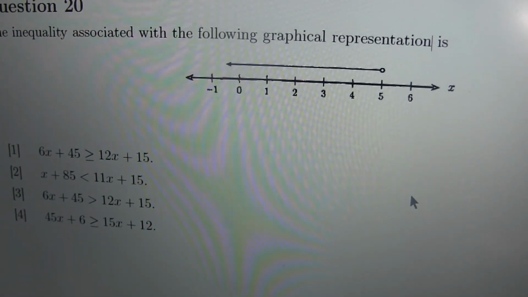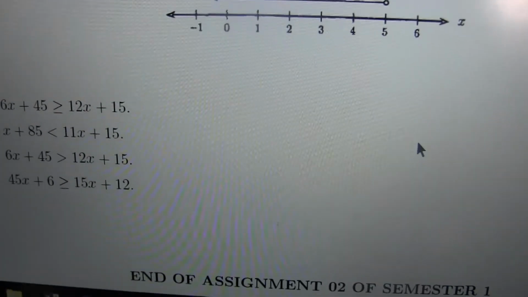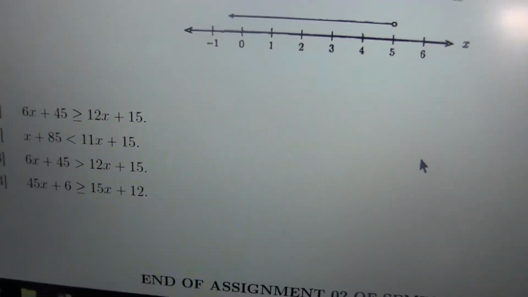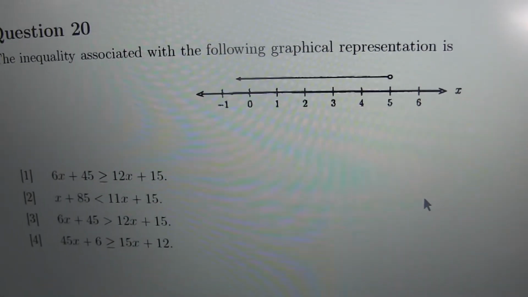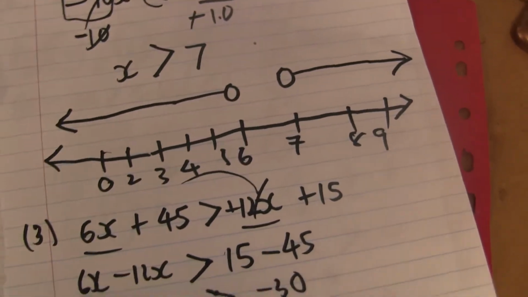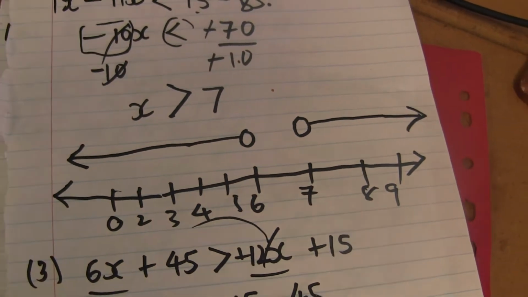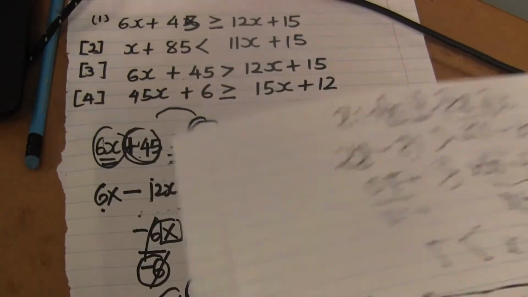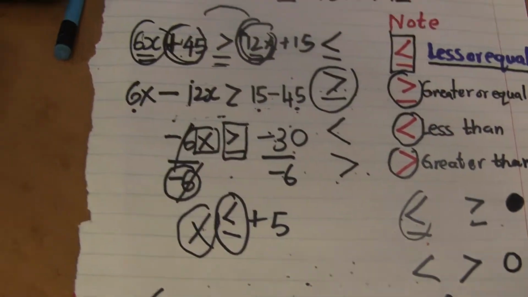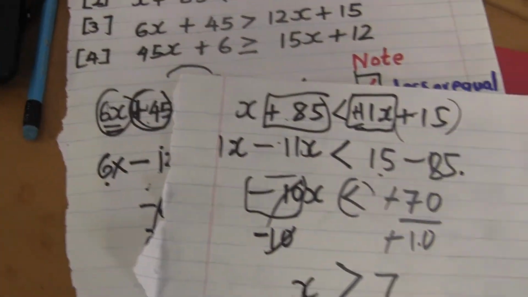Because the fourth one is excluded. I know the last one cannot be the answer because the inequality there is solid, and that's not solid. But let's just do it for fun. Now let me do the last one. But I know it can't be the answer. So this one is to the right and starts from 6.